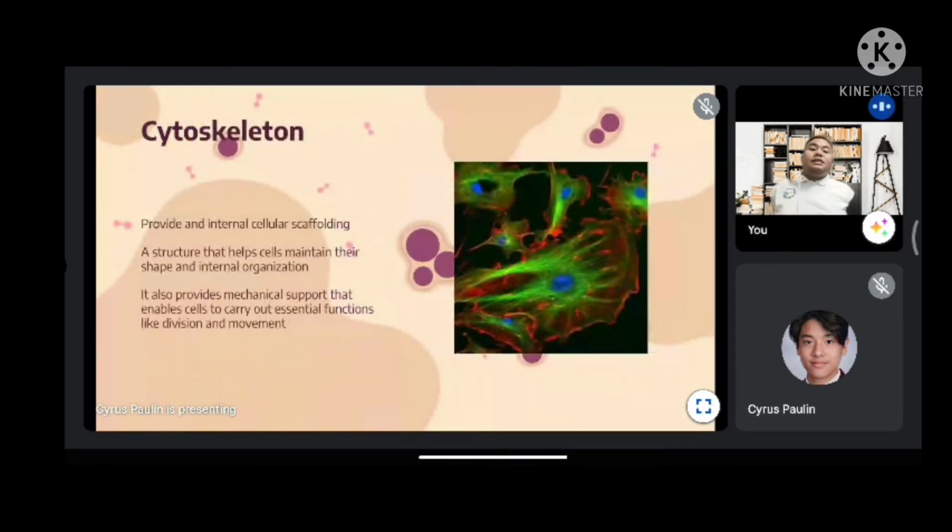Next is the cytoskeleton. It provides the internal cellular scaffolding, a structure that helps the cell maintain its shape and internal organization. It also provides mechanical support that enables cells to carry out essential functions like division and movement. It is like the skeletal system of the cell. So it provides the shape and internal organization of each organelle inside the cell.